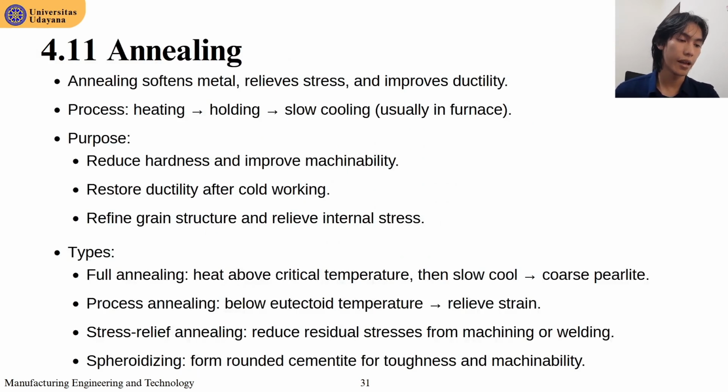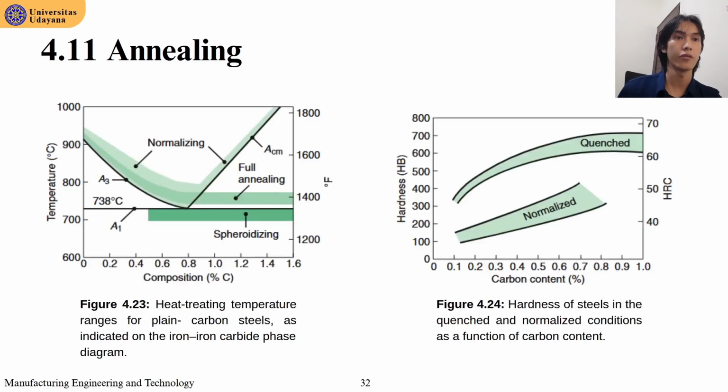Next, annealing types and figure. Types include full annealing, stress relief, and process annealing. So you can see on Figure 4.23 and 4.24. They show furnace types, batch and continuous: box, pit, bell, elevator, and continuous conveyors for large runs.